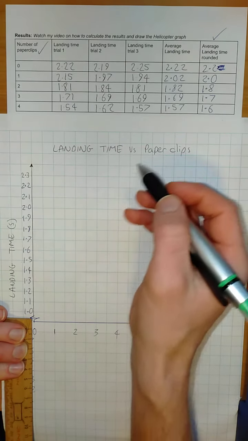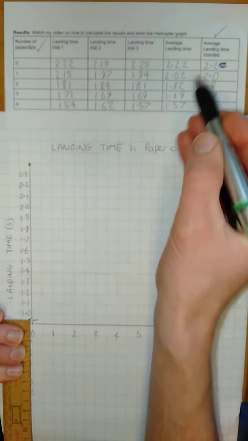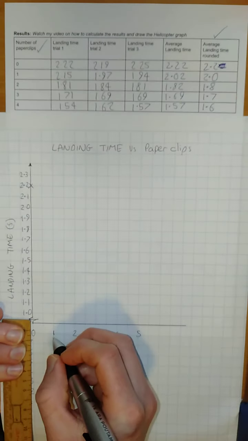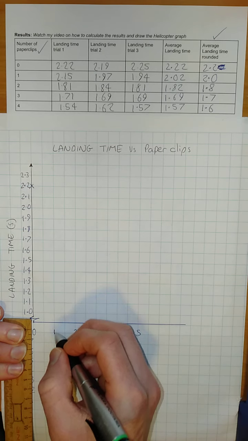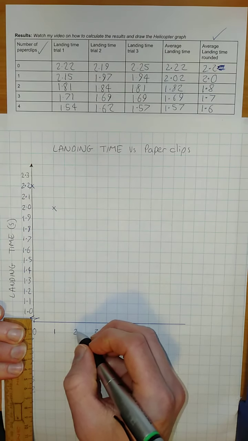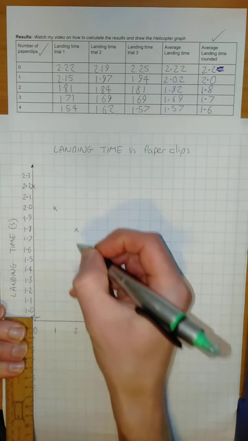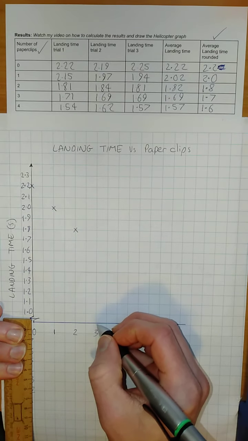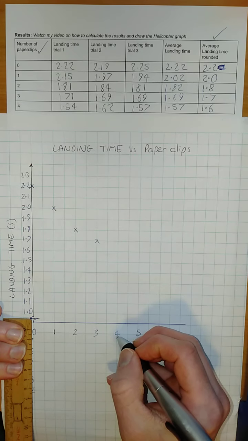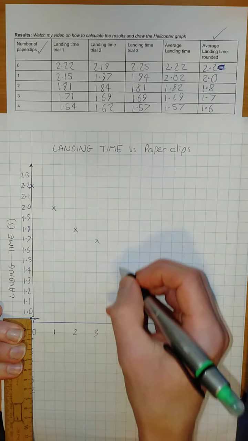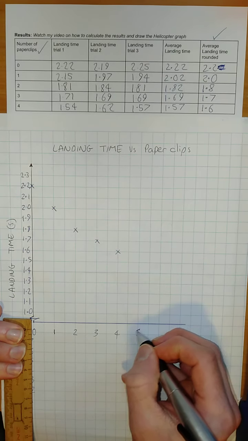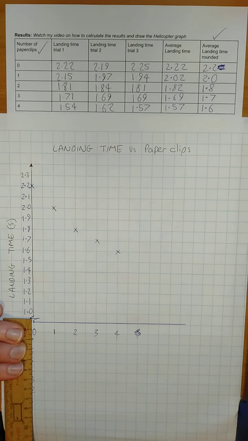So when I had 0 paper clips up here, it was 2.2. So 0 goes all the way up to 2.2. When I had 1 paper clip on, it was 2.0. So it goes there. When I had 2 paper clips on, I got 1.8, which is there. When I had 3 paper clips, I got 1.7, which is there. When I had 4 paper clips, I got 1.6, which is there. And I never did it with 5 paper clips. So I've got those ones there.